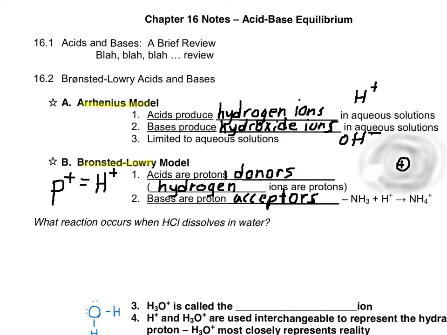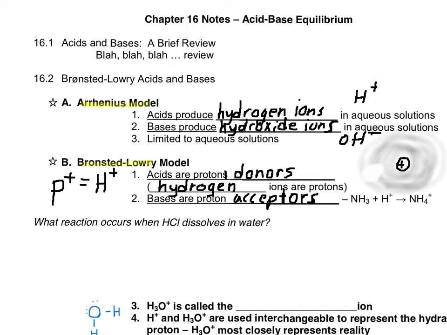If we take a look at this equation over here, we have NH3, which is ammonia. It accepts this hydrogen here to make ammonium, NH4 positive. Since the NH3 accepted this hydrogen, this proton, that means that it is a base.